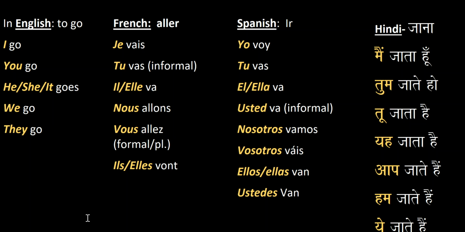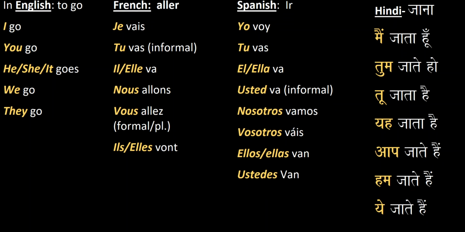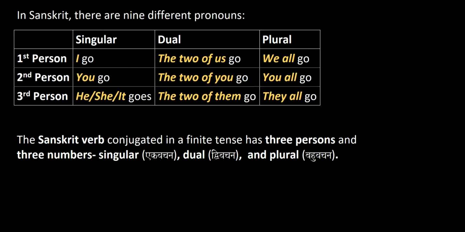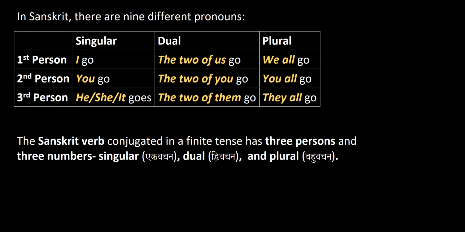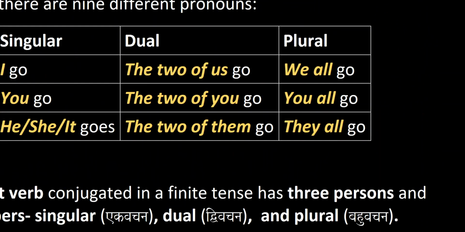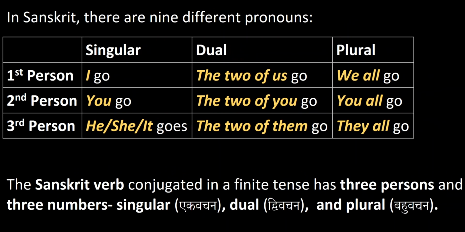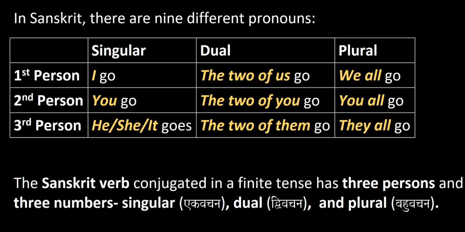And so this is the setup in these different languages: English, French, Spanish, and Hindi. That's the setup for the conjugations. These are the pronouns that are being used. Take a look at how different it's going to be for Sanskrit. So in Sanskrit, we have 9 different pronouns. Let me zoom that in for you guys. Okay. So in Sanskrit, there are 9 different pronouns.